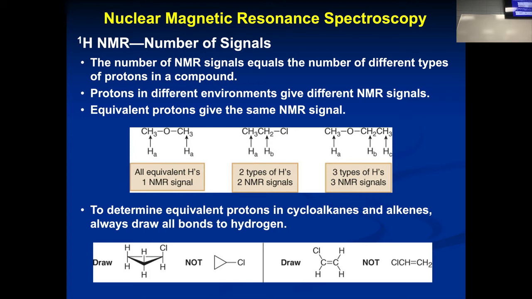Three. Okay, so there's a plane of symmetry, right? Which means that these have to be identical. This is clearly different, right? But wait a second. So this has to be equivalent to this, and this has to be equivalent to this, but does this have to be equivalent to that? No. Do the trans hydrogens have to be equivalent? No. Why not? Because the upper one is closer to the chlorine. Yeah. That's a different environment than this one, right? Yeah. So I want to see 1, 2, 3 different signals for this particular molecule.